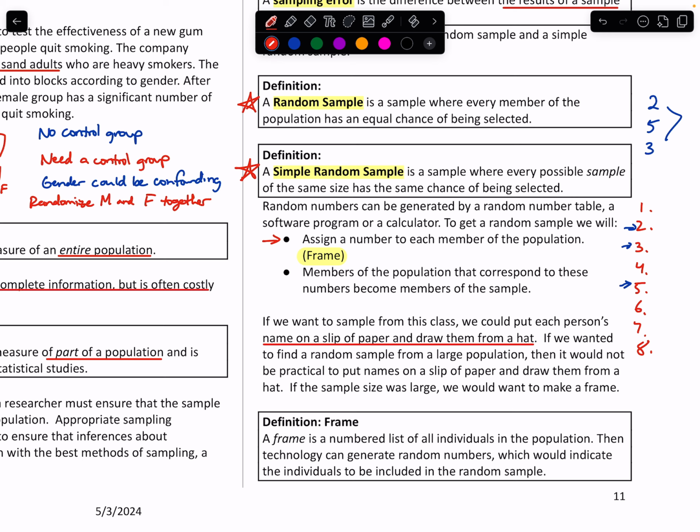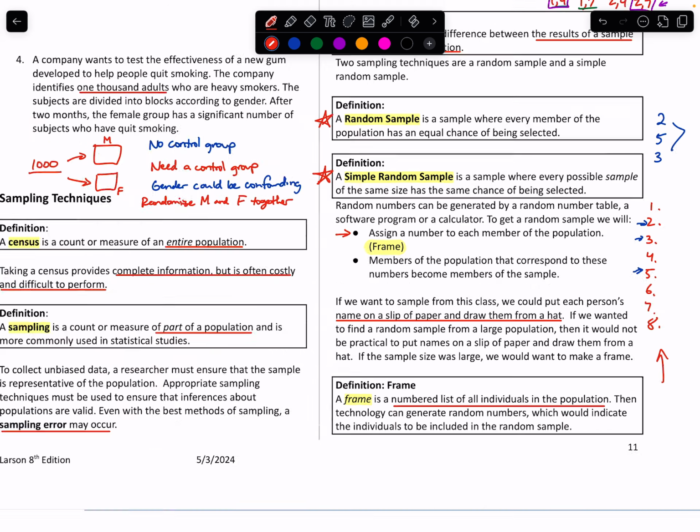And so if it's large, we want to make a frame. Okay, we want to create this numbered list. Okay, a frame is a numbered list of all the individuals in the population. Okay, then we use technology to get some random numbers, and then those are the people that we're going to use. Okay, so the word frame is something you've probably done before or seen before. We just now have a term for it. Okay, a frame.